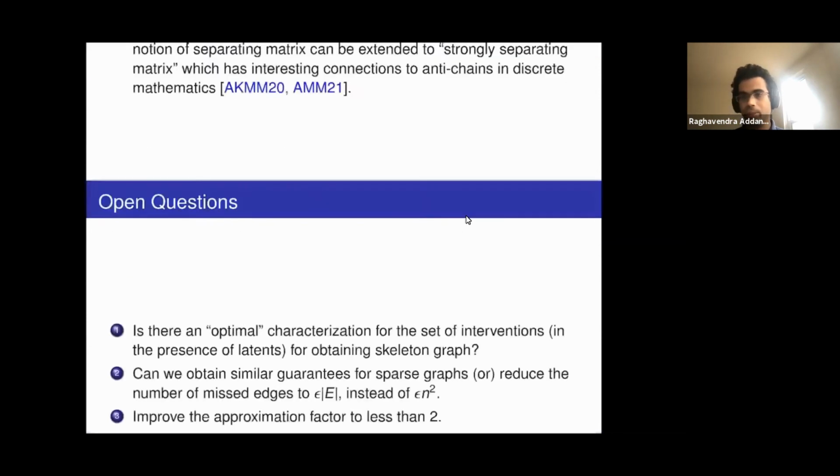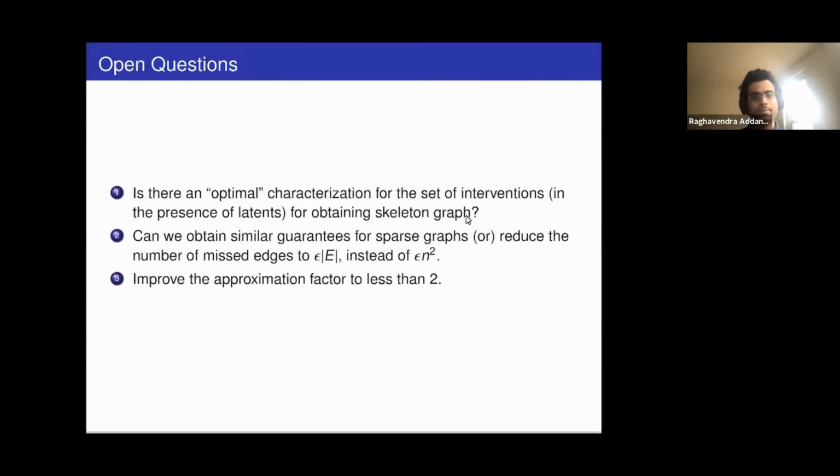That's all. We'll end with some open questions. In the beginning of the talk, I mentioned that we assume that the skeleton graph is given to us. But in causality, that's a very strong assumption. So how to overcome this assumption is a wide open problem. And finding optimal characterizations for this would be an interesting direction.